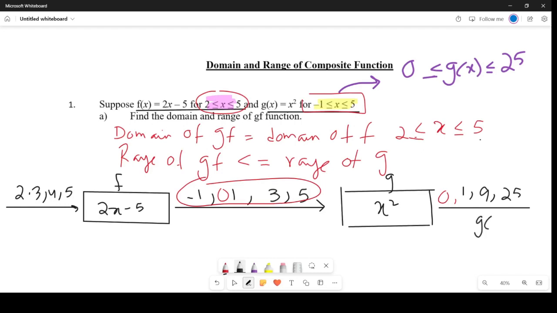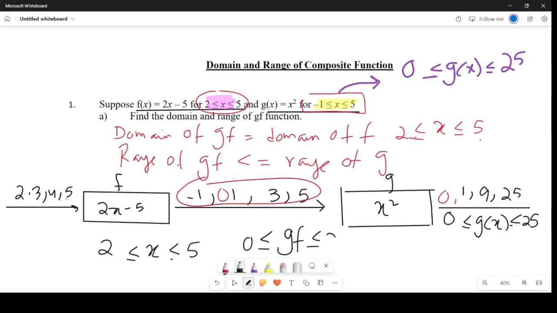So we're feeding the range of f(x) to g(x)? Yes. Exactly. So this is between 0 to 25. The input of our function was 2, 3, 4, 5, and the output of our function is 0 to 25. The domain we had already written before, let's write it again. The domain of the composite function is 2 to 5, in fact everything between 2 to 5. And the range of the composite function, you may write gf and then the inequality signs. So the range of gf is between 0 to 25.